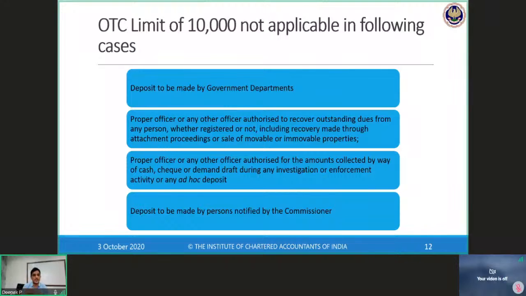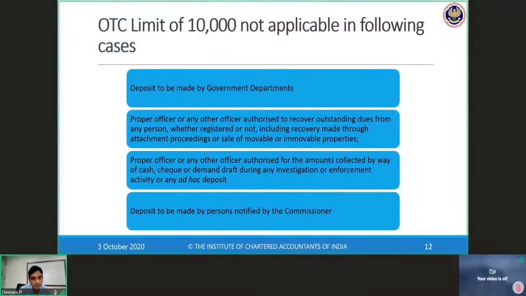Once they recover these taxes, if it is recovered through cash, then what will they do? They cannot do anything. This has to be paid to the bank account with the GST of this person, right? Now this recovery, even if it is more than 10,000, they can make the payment over the counter by mentioning this GST number. So the second scenario, first is deposit by the government departments. Second is when a proper officer does any recovery proceedings and any cash is recovered, then that can be deposited.